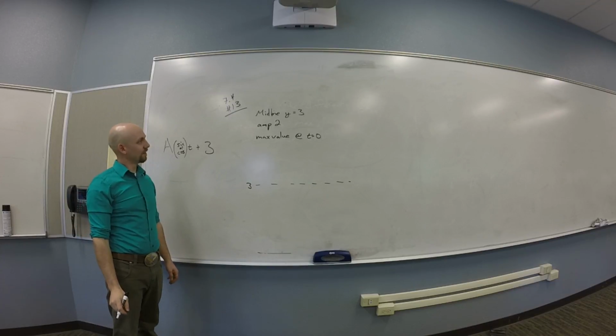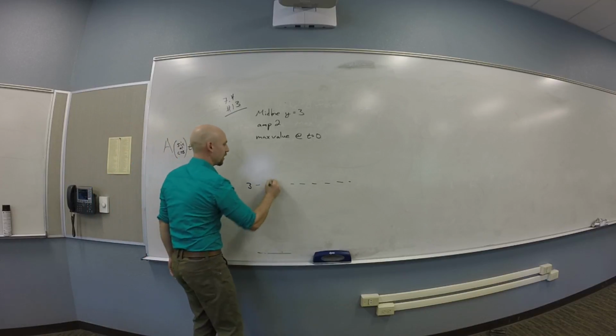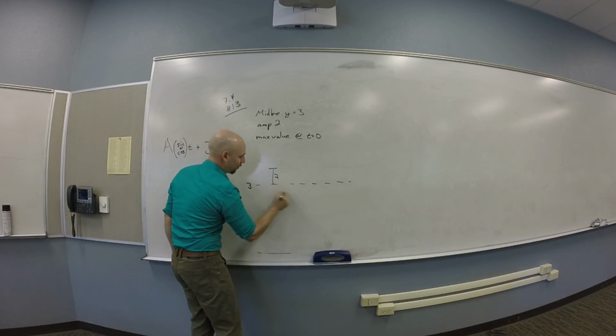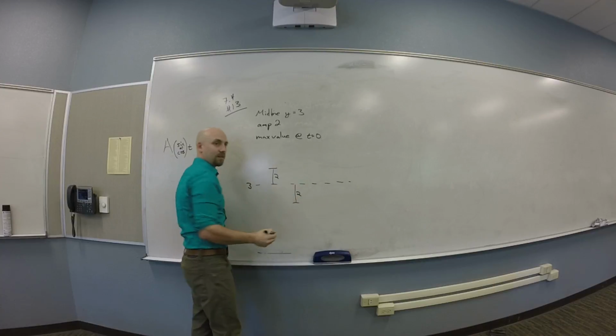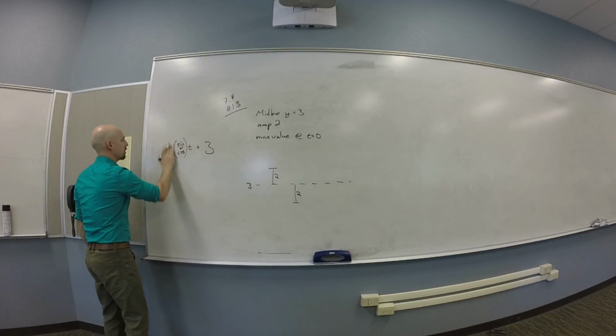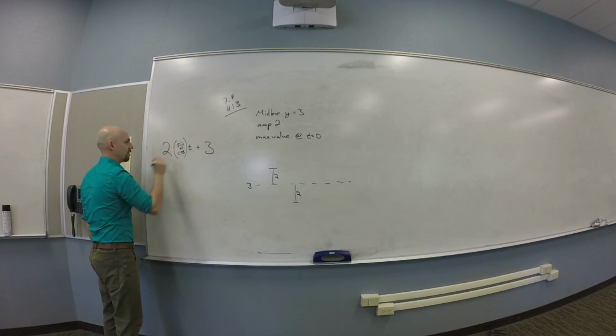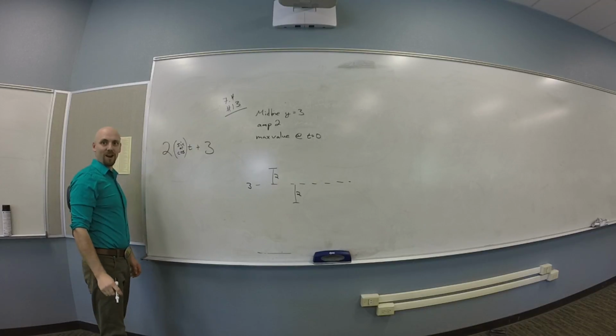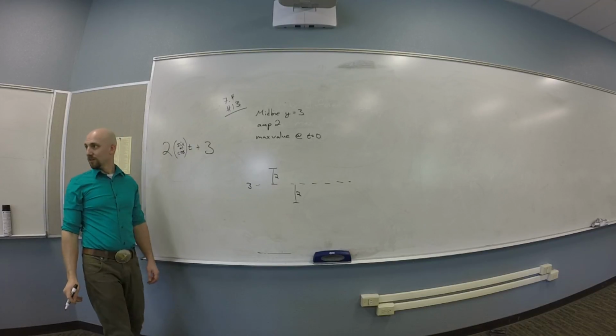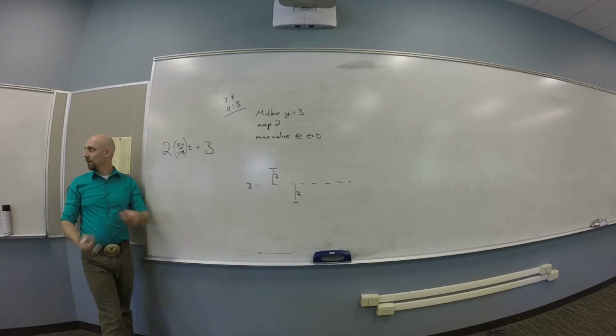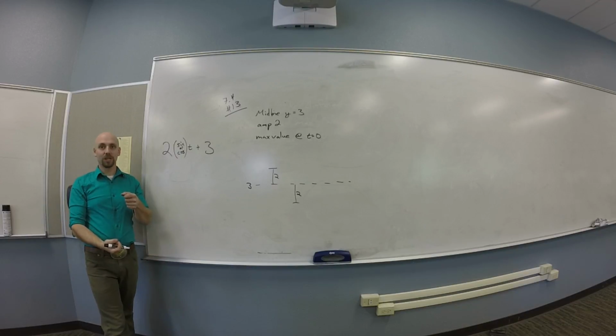Okay, then what else? They told me that amplitude is 2. So it goes up 2 or down 2, right? So that makes it 5 and so that makes this a 2, right? Why? Because of the vertical stretch. Because I did a vertical stretch to change the amplitude, right?